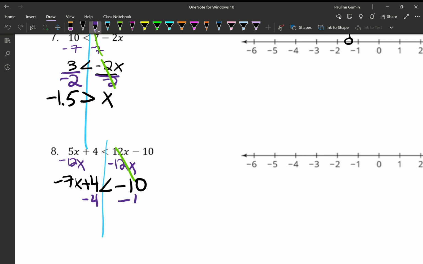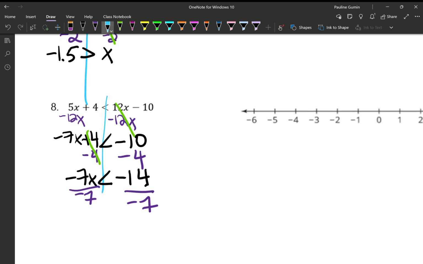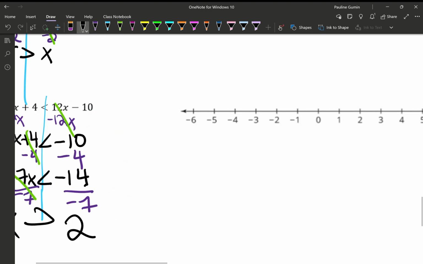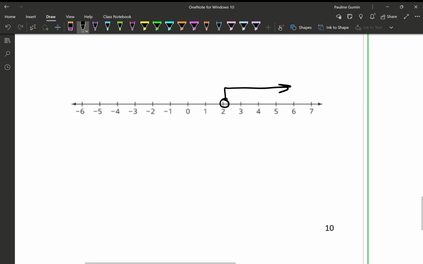Next, I'm going to subtract 4 from both sides. Negative 7x is less than negative 14. And I'm about to divide by a negative, which means my symbol must flip. Let's do that. Flip. X on this side, 2 on that side. Okay, let's graph it. X is greater than 2. Open circle on 2, arrow to the right.